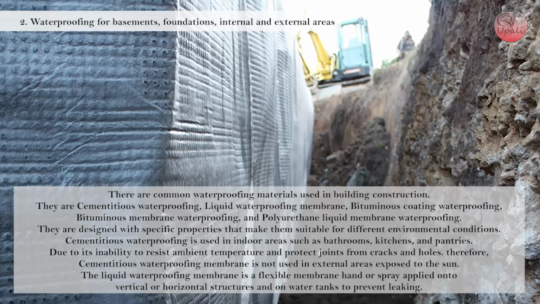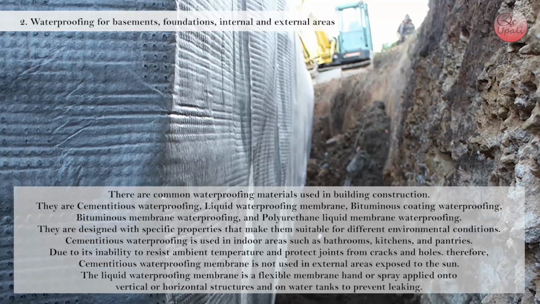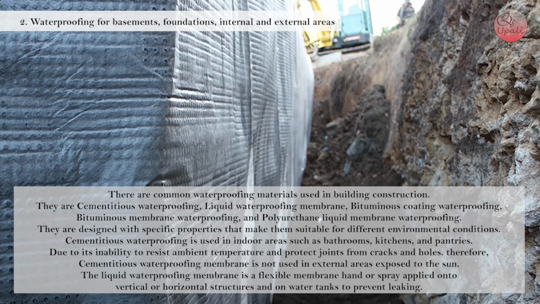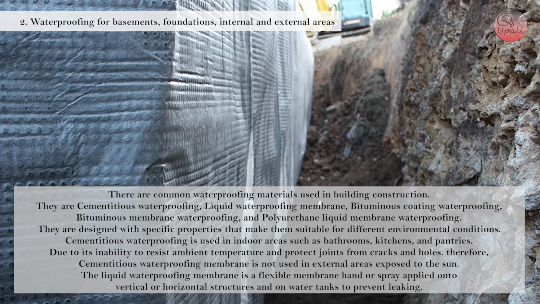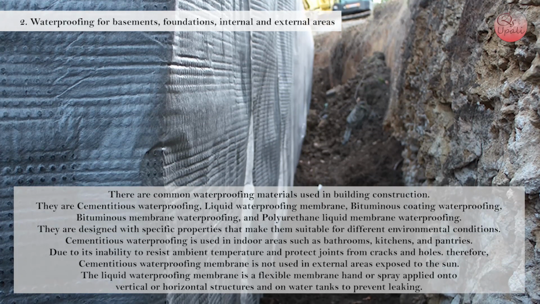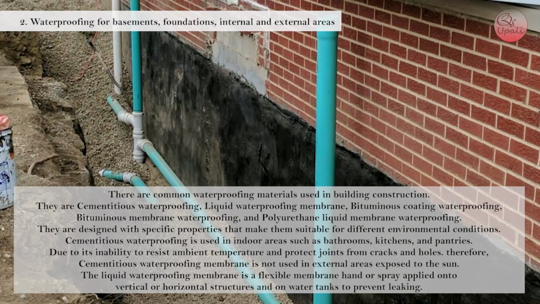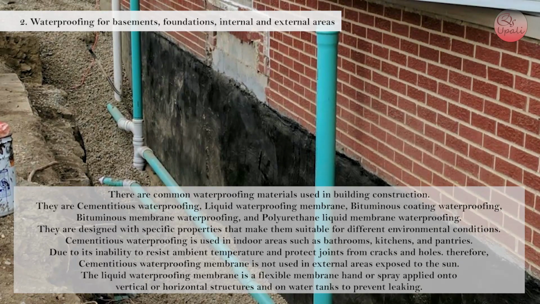2. Waterproofing for basement, foundations, internal and external areas. There are common waterproofing materials used in building construction. They are cementitious waterproofing, liquid waterproofing membrane, bituminous coating waterproofing, bituminous membrane waterproofing, and polyurethane liquid membrane waterproofing. They are designed with specific properties that make them suitable for different environmental conditions.